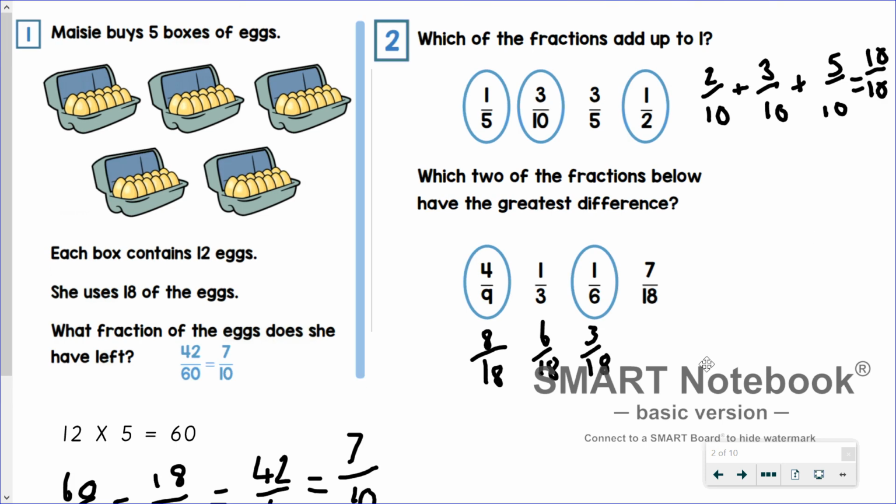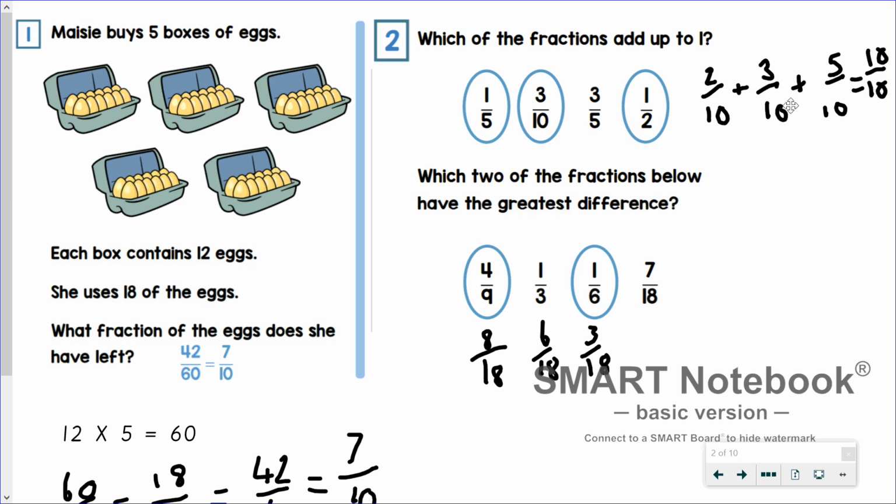The next one, which of the fractions add up to 1? Now you needed to make all of the denominators the same. So you needed to make them all 10 and then work out which ones add to make a numerator of 10. So it was 1/5, 3/10, 1/2, because that gave you 2/10, 3/10, 5/10, which adds to make 10/10, which is 1.